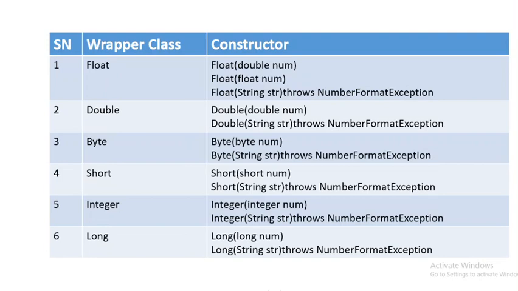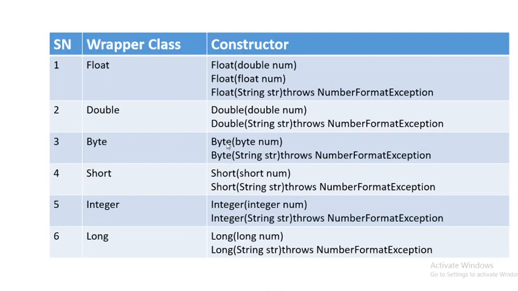Next, Double. It has two constructors. The first constructor takes an argument of type double number, and the second constructor takes an argument of type String. So again here, throws NumberFormatException. The reason is the same: if this string is not able to convert into a double number, then it may generate NumberFormatException.